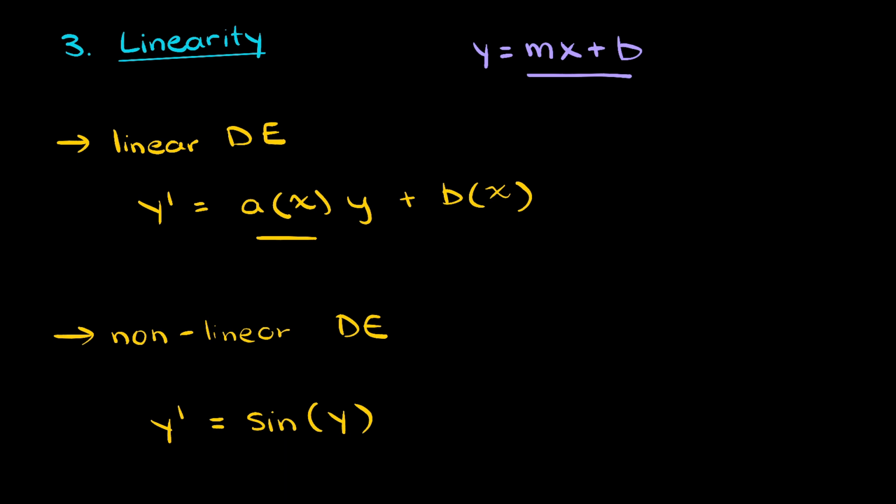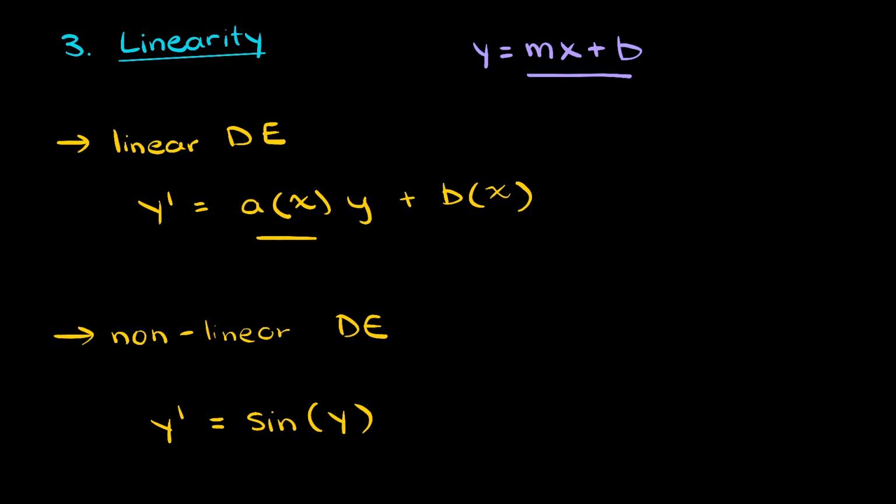Now, here, even though we still have y prime and we have a normal y, that normal y here is within a function. It's a sine of y. And so that's not a linear differential equation, and it's not linear in terms of y because it does not follow this pattern of linearity.